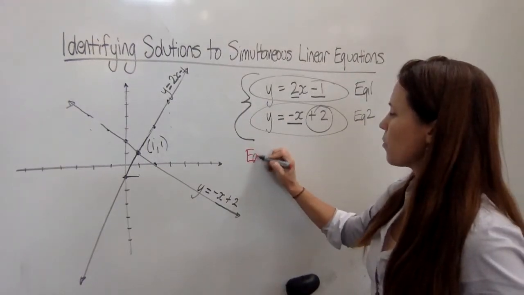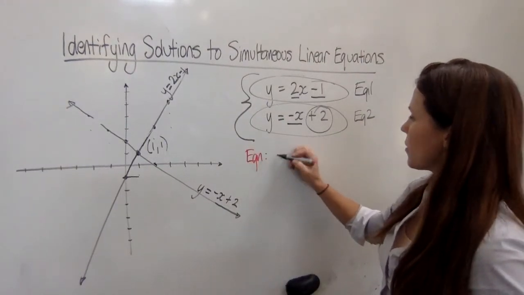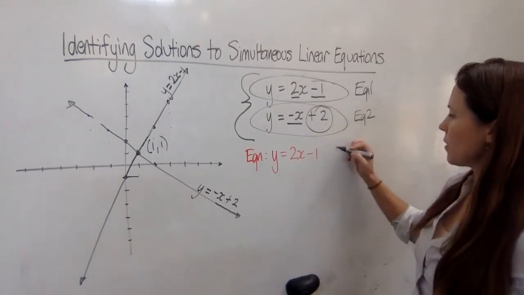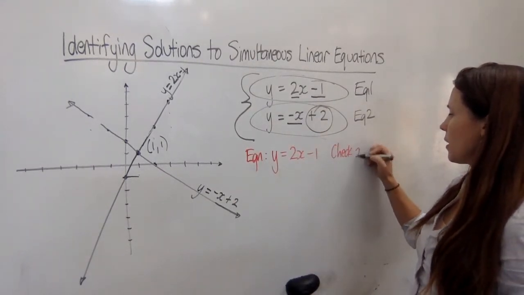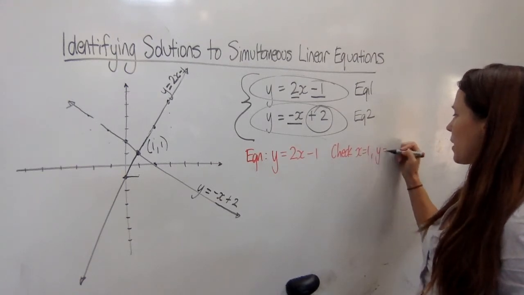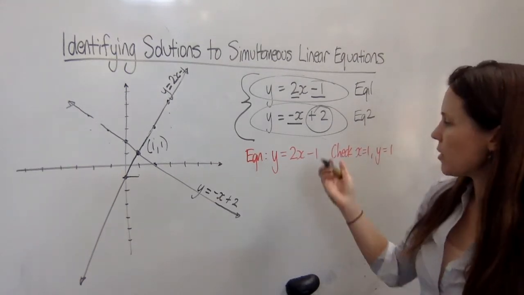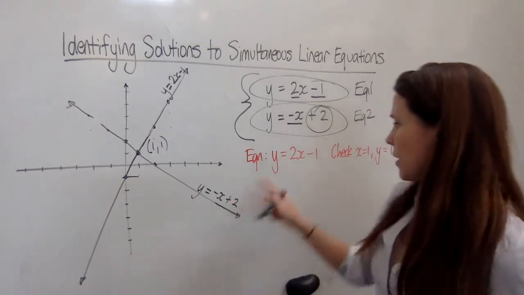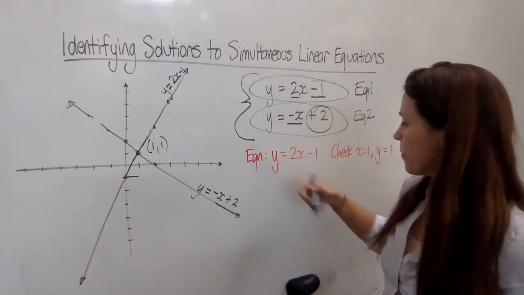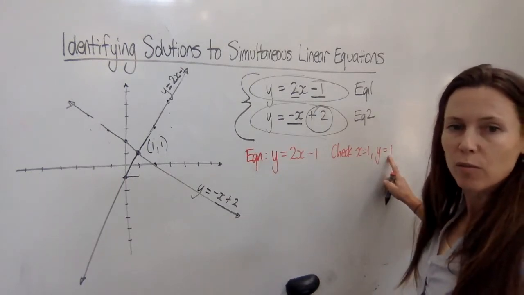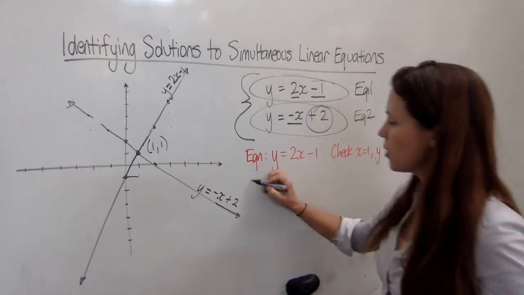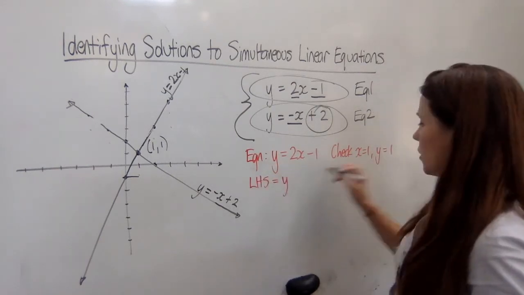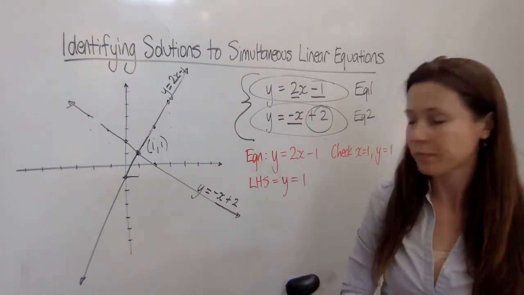Just looking at equation 1, what we need to do is we'll write the equation down and check x equals 1, y equals 1. All right, now the way to do this, treat the left-hand side and the right-hand side of the equation separately. Now the left-hand side is just y, isn't it? So if we substitute in the value of y that we think might be the solution, we say left-hand side equals y, which is 1.